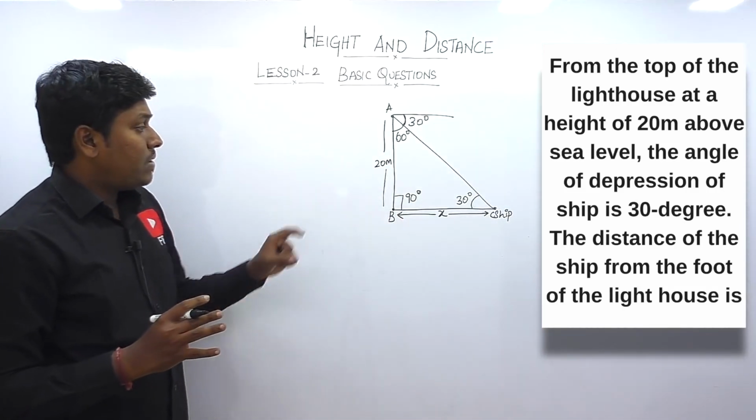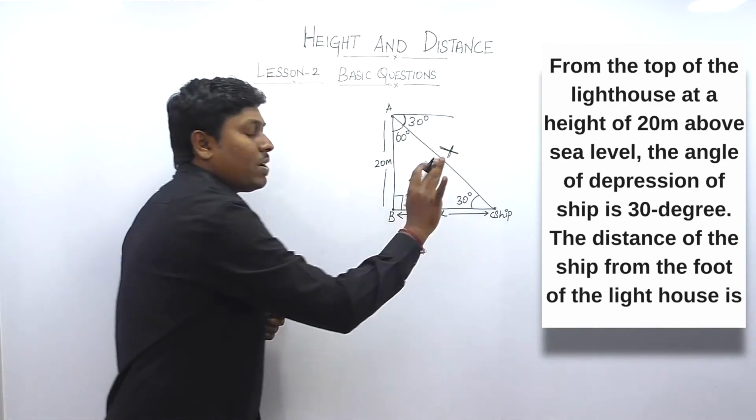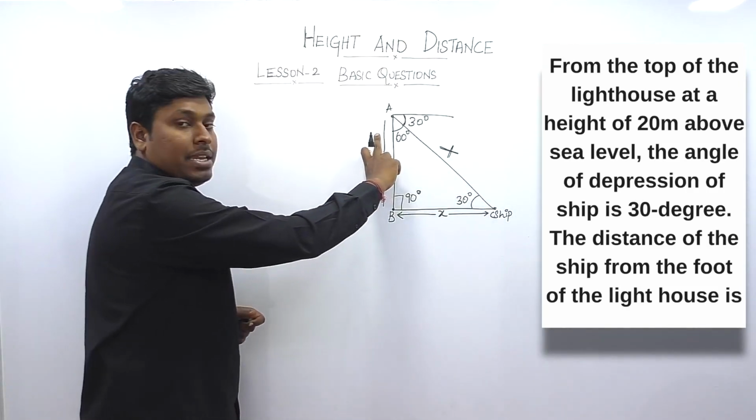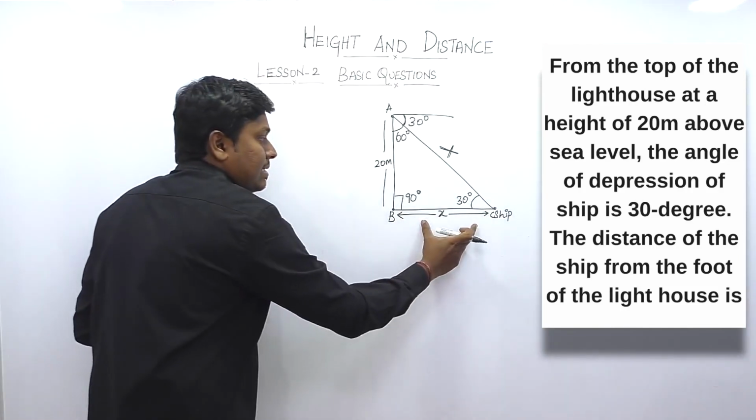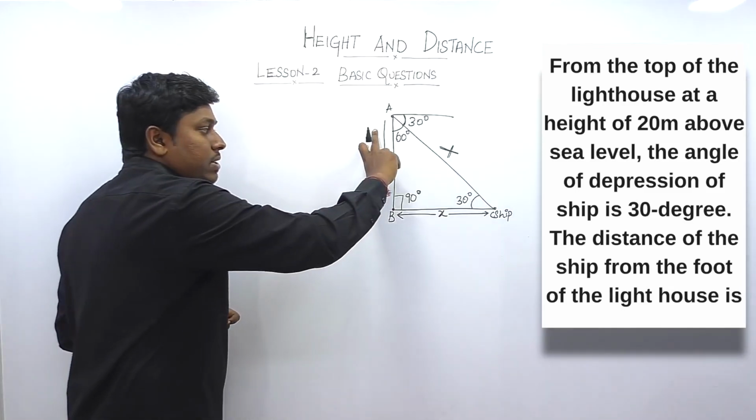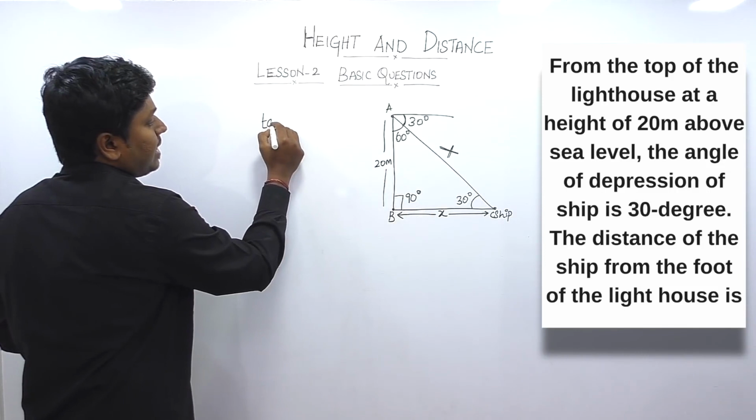So friends, listen carefully. In this diagram, we don't want the hypotenuse, right? We don't want to concentrate on the hypotenuse. Why? Because we know the opposite, which is 20 meters, and we know the adjacent, which is x. So friends, for adjacent and opposite, we have only one formula, which is tan theta. So tan theta is equal to opposite divided by adjacent. So I am going to use the tan theta formula.